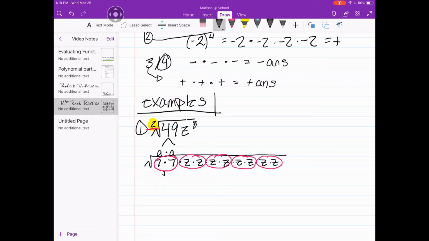So from each of these, I can then pull out one of them. And notice there's multiplication symbols between everything, so I'm still multiplying everything together. So 7 times z would just be 7z, but I still have 4 z's left. So my final answer will be 7z to the 4th power.